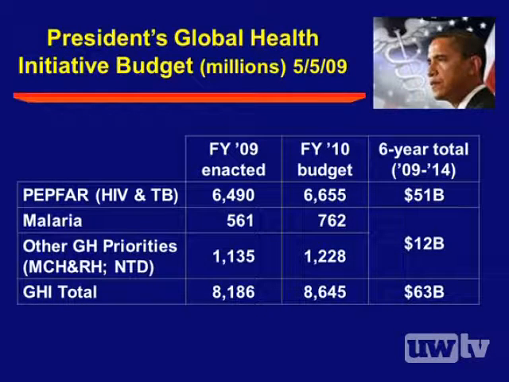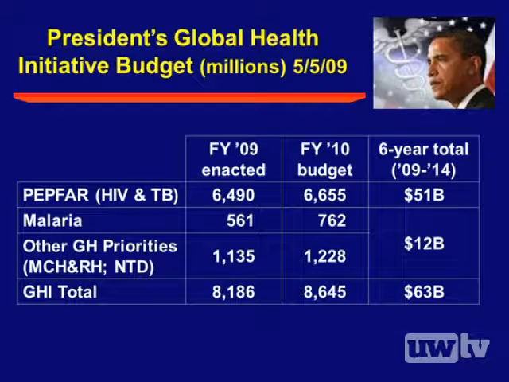This is President Obama's Global Health Initiative budget, and over the 6 years from 2009 to 2014 it will commit $51 billion to HIV and TB through the President's Emergency Plan for AIDS Relief, and they hope to strengthen health systems simultaneously for malaria control and for other global health priorities, particularly maternal and child health, reproductive health, and neglected tropical diseases, which altogether will be $12 billion for a total of $63 billion. And that makes a huge difference compared to what used to be available.